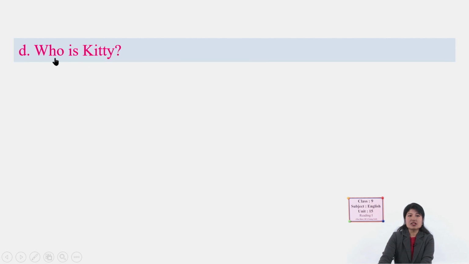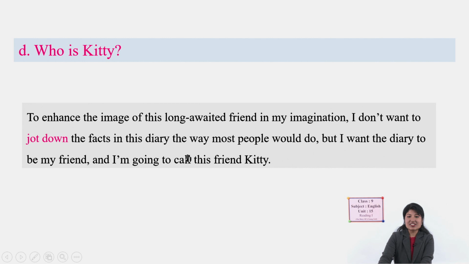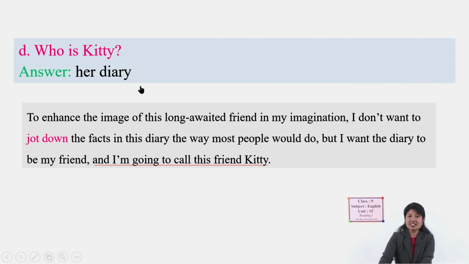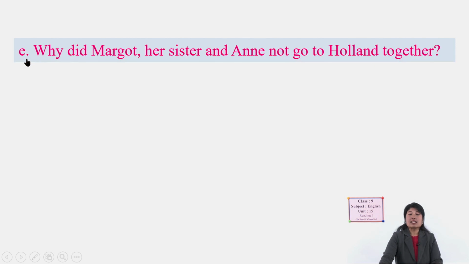Number D. Who is Kitty? Very easy to answer, right? Over here: "I'm going to call this friend Kitty." Who is this friend? Her diary. Okay, yes, her diary.